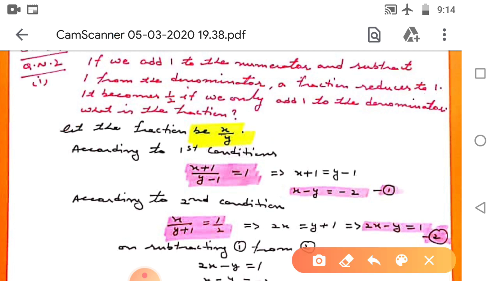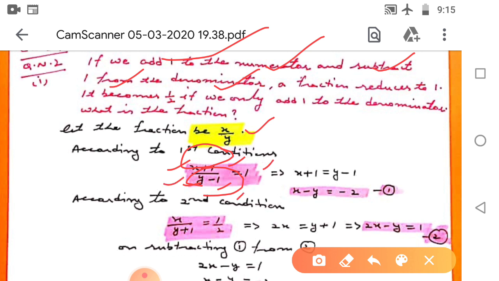Right? Now according to the first condition, if we add 1 to the numerator, so x plus 1. If we subtract 1 from the denominator, it means y minus 1. Clear? So initially the fraction is x upon y. Now if we add 1 to the numerator, it becomes x plus 1. And if we subtract 1 from the denominator, it becomes y minus 1, is equal to 1. So finally we get the first equation as x minus y is equal to minus 2.